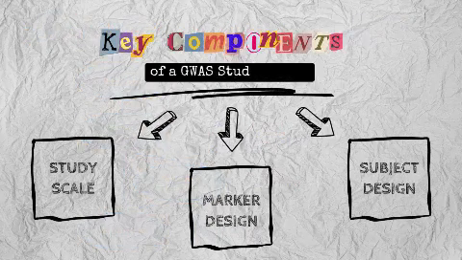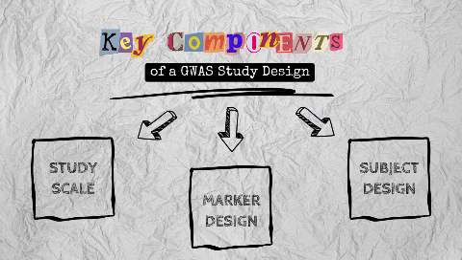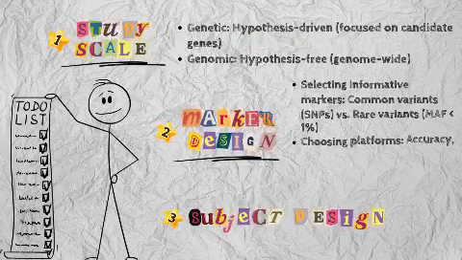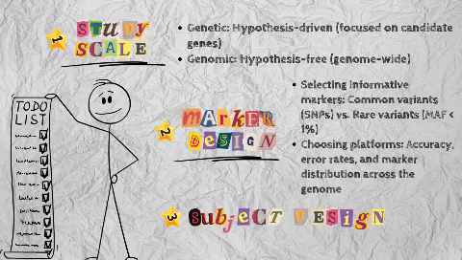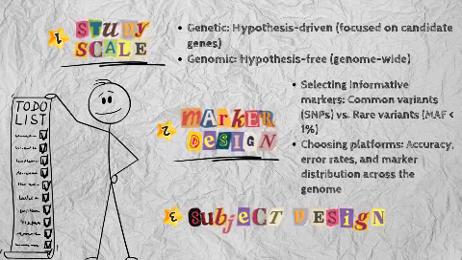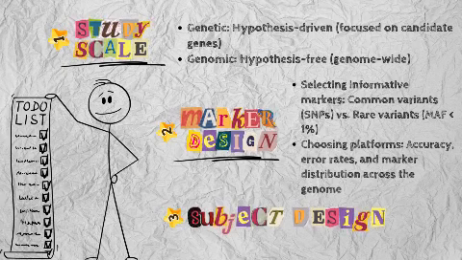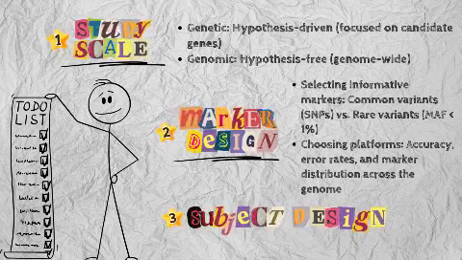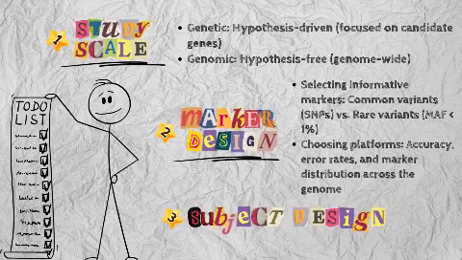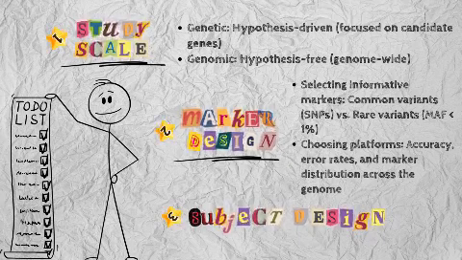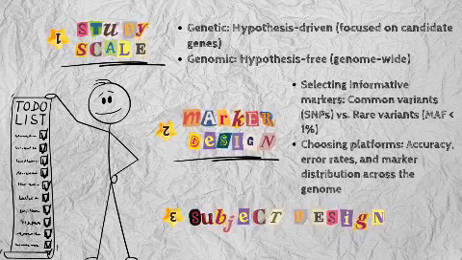There are three components of GWAS study design: study scale, marker design, and subject design. For study scale, genetic studies focus on candidate genes, which is hypothesis driven, while genomic studies are hypothesis free. For marker design, we need to select informative markers, which are common variant SNPs versus rare variants with MAF below 1%. Then we need to choose the platform based on accuracy, error rate, and marker distribution across the genome. And lastly is subject design.